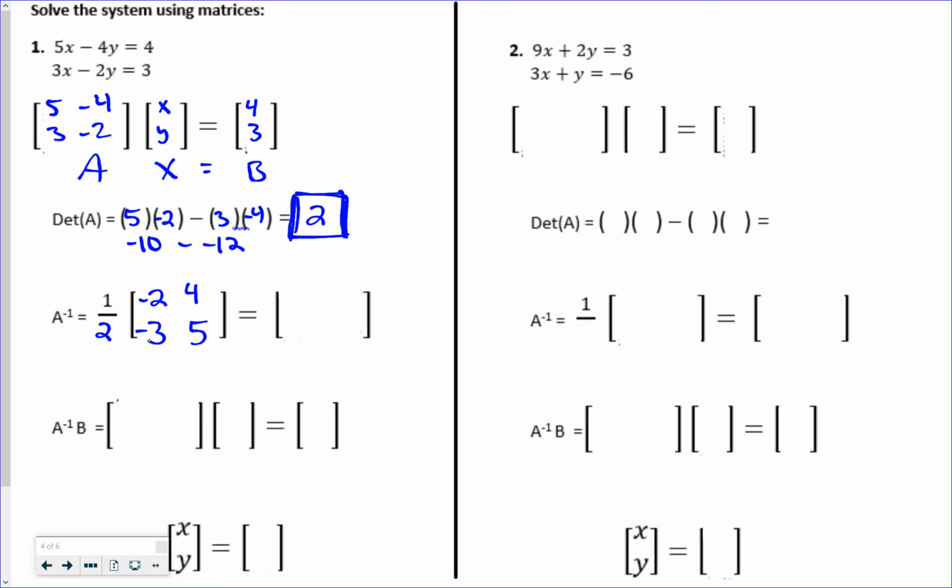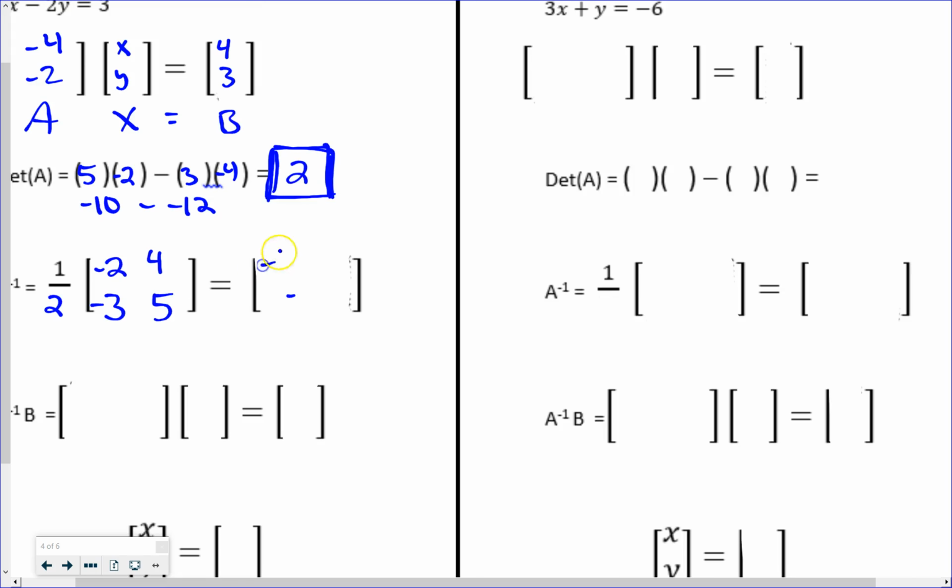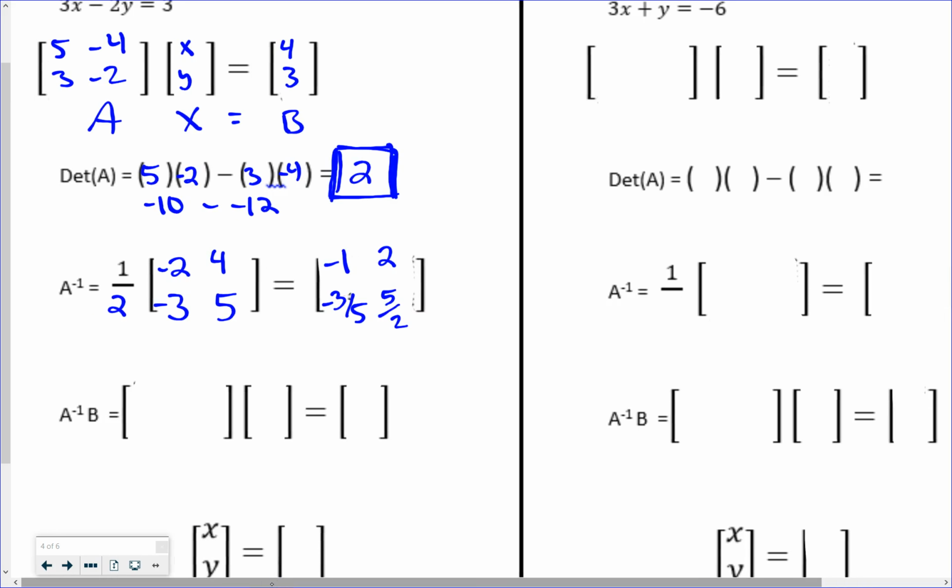Now multiply it through. What is 1/2 of negative 2? Negative 1. What is 1/2 of 4? What is 1/2 of negative 3? Negative 3 halves or negative 1.5. Same thing, yep. And what's 1/2 of 5? It'll be positive 5 over 2 or 2.5. Good. You can use fractions or decimals. I don't care which one. Okay. All right, we have my inverse.